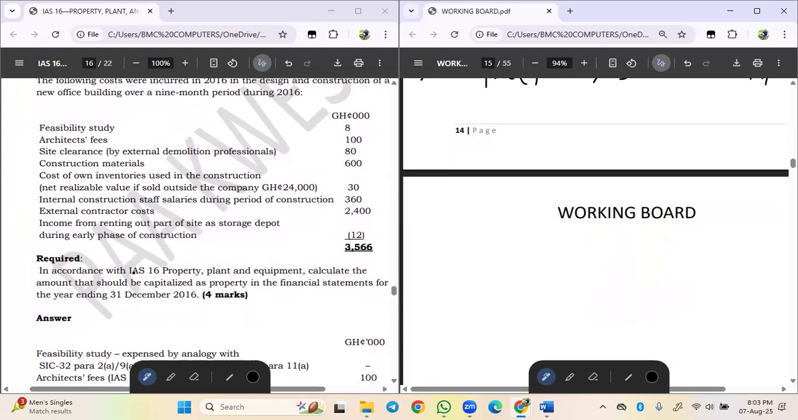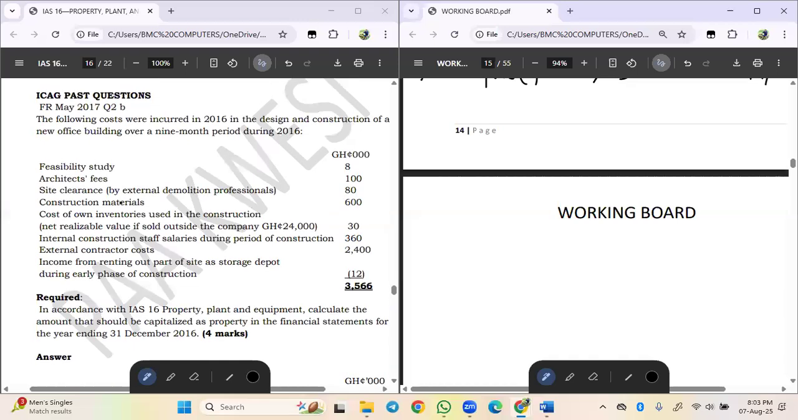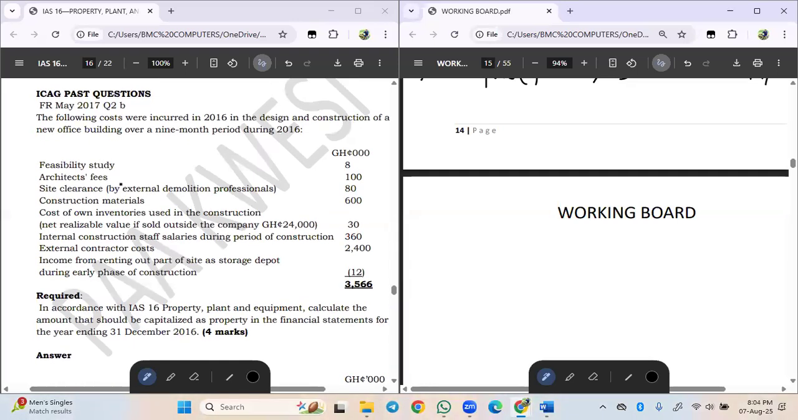So this one was also asking us about the first subtopic we did, how to determine the cost of an asset. So we said feasibility study is part, so you add this one. Architect fees, professional fees, this one will be part. Site clearance, this one will be part. Construction materials, okay. Now, cost of own inventories used in the construction.